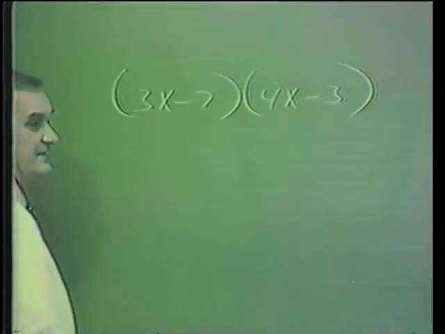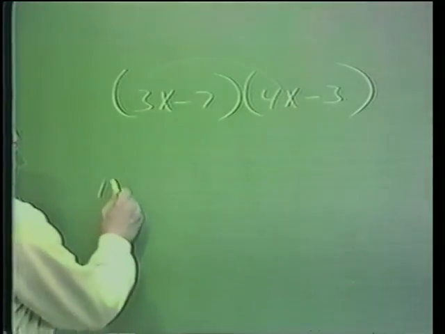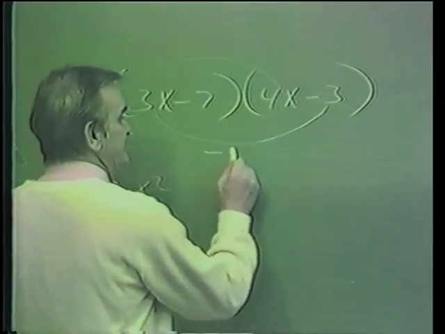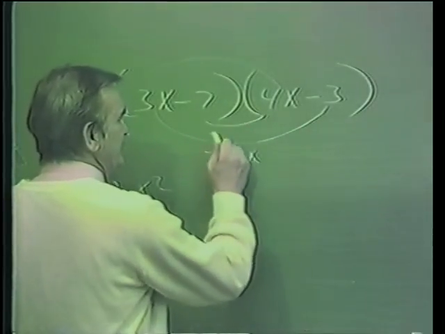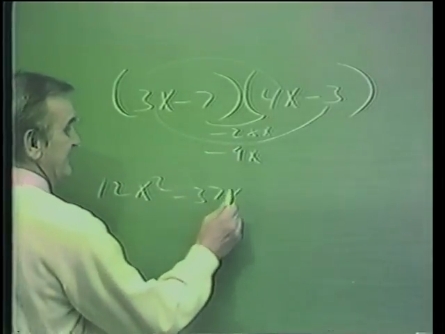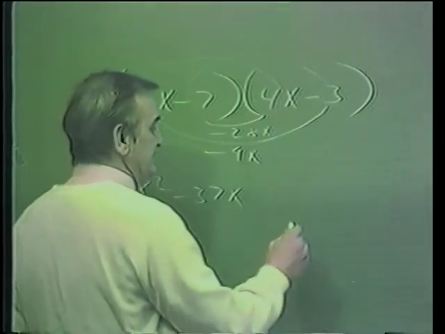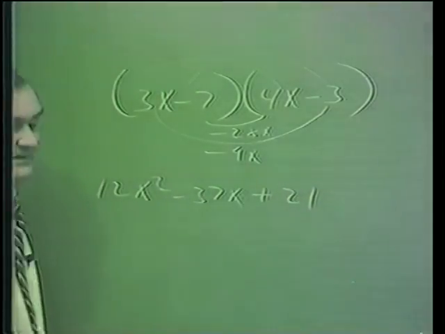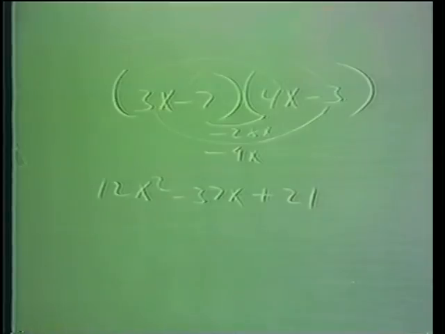First times first. 3 times 4 is 12. X times x is x squared. If we multiply the outers, we have negative 9x. The inners, we have negative 28x. If we add those, we get negative 37x. Last times last, negative times a negative is positive. 7 times 3 is 21. Okay?